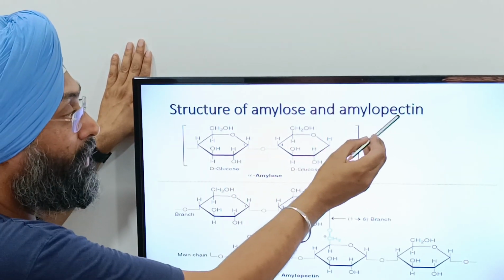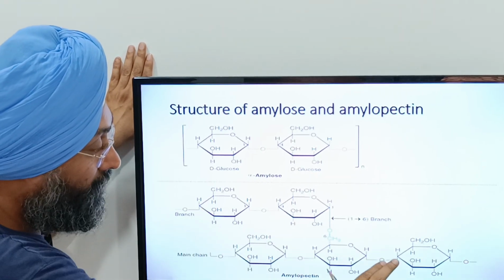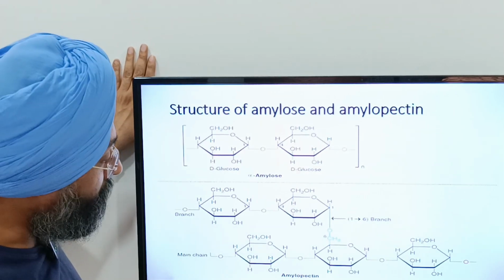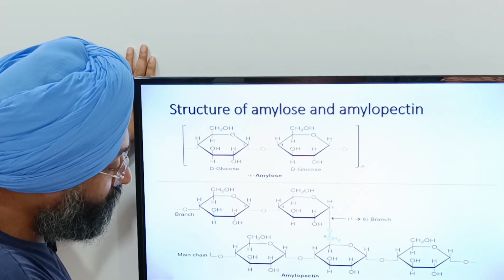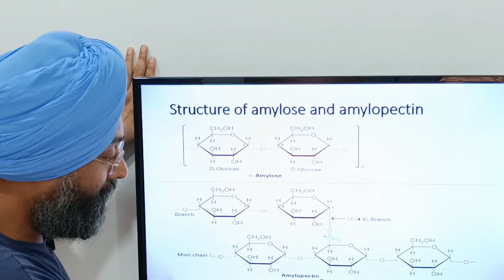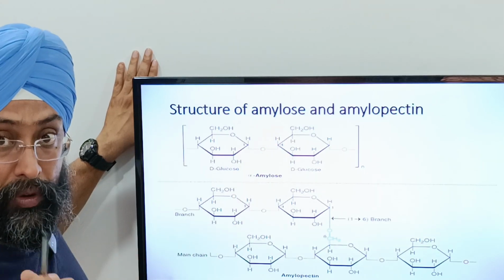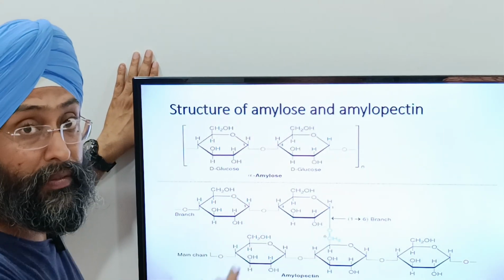Now in the case of amylopectin, the molecule is branched. So this is the straight chain, and the branch is at alpha 1,6. So how do we draw a branch from carbon 1 to carbon 6? This is the branch, so the linear chain of amylose, when a branch comes, becomes amylopectin. So amylose is a straight chain with alpha 1,4 linkage only. Amylopectin is a straight chain with branches at alpha 1,6.